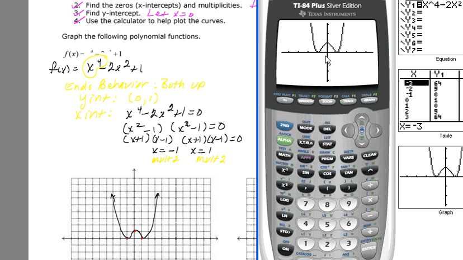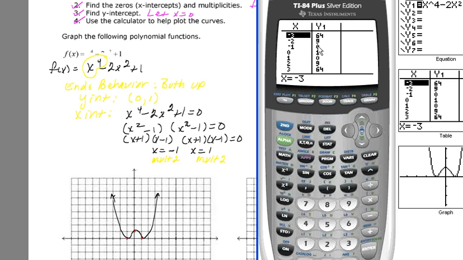So use your calculator to help you determine how to plot your curves. Now let me also show you something you can check on your calculator. Go to the table feature. Look at those values, -1, 0. Hey, there's an x-intercept that we found by hand. There's another one, +1, 0, one that we found by hand. So let the calculator help you in determining some of this information.